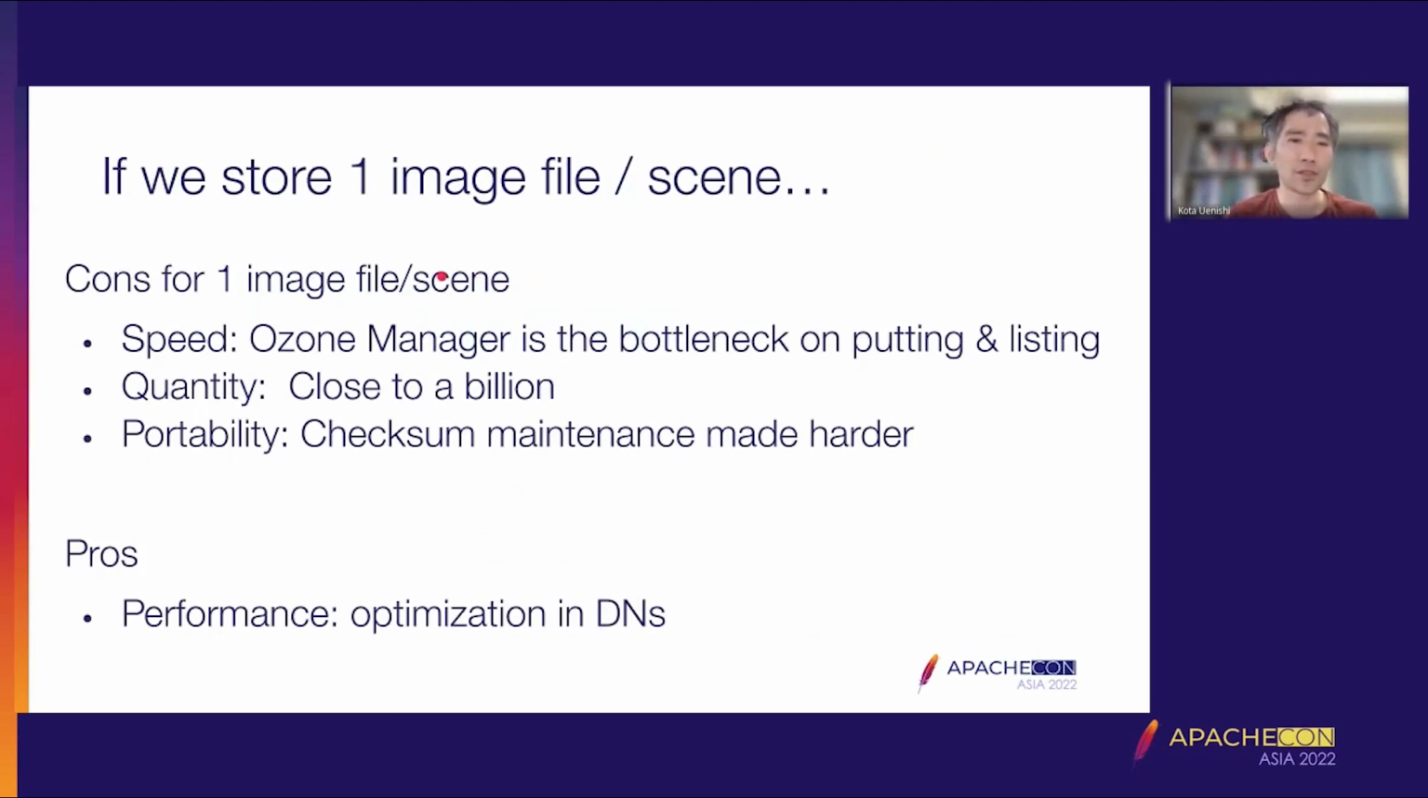But if we generate so many images, then we could have problems like this. If we store a single image file per scene, then the number of images gets huge. We have several aspects of problems. In the speed aspect, the Ozone manager becomes a bottleneck in our observation, especially when we put the data or list those files.